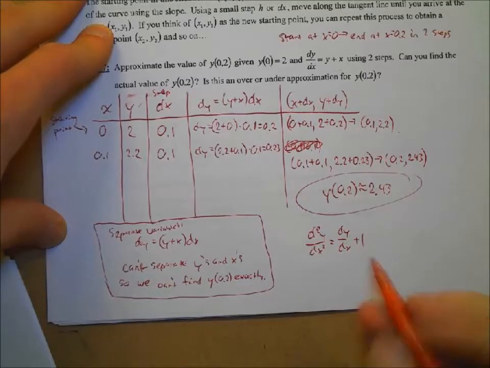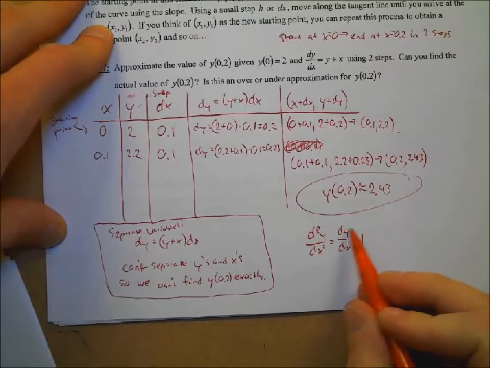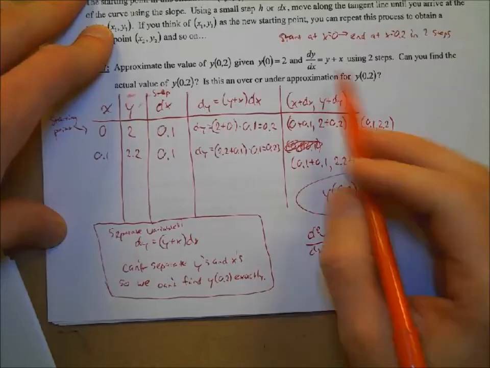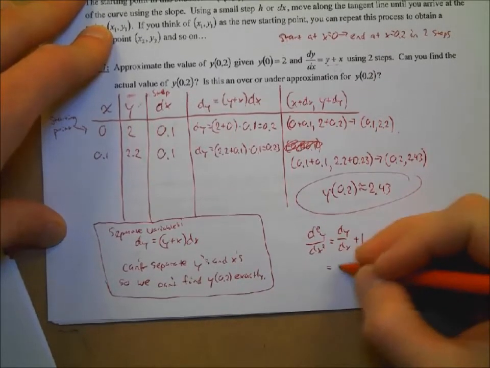And then we know what dy dx is, don't we? It's y plus x. So we can rewrite this as just y plus x plus 1.